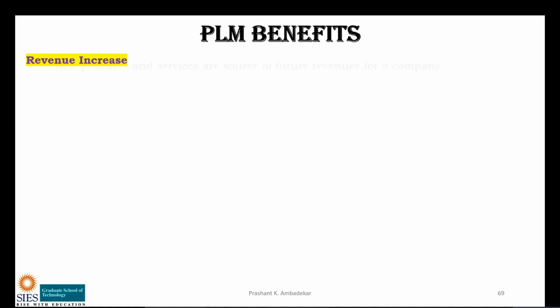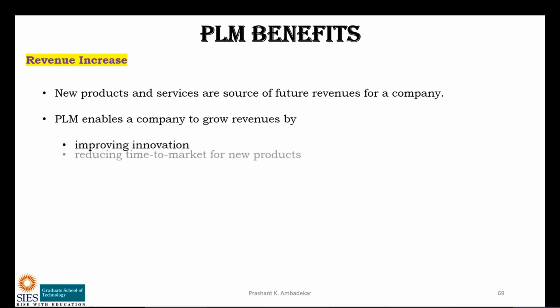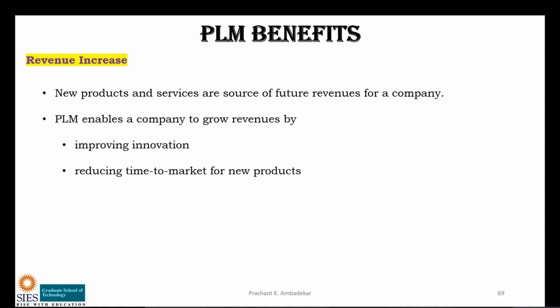So revenue increase. First is increase in the revenue. How will it increase the revenue? The source of future revenue for a company is the creation of new product and services. New product, new revenue, a new mode of getting the revenue. PLM enables a company to grow revenue. These are the various ways through which a company can get revenue. There can be innovation, then improvement in the innovation, then reduction in time to market for new product.